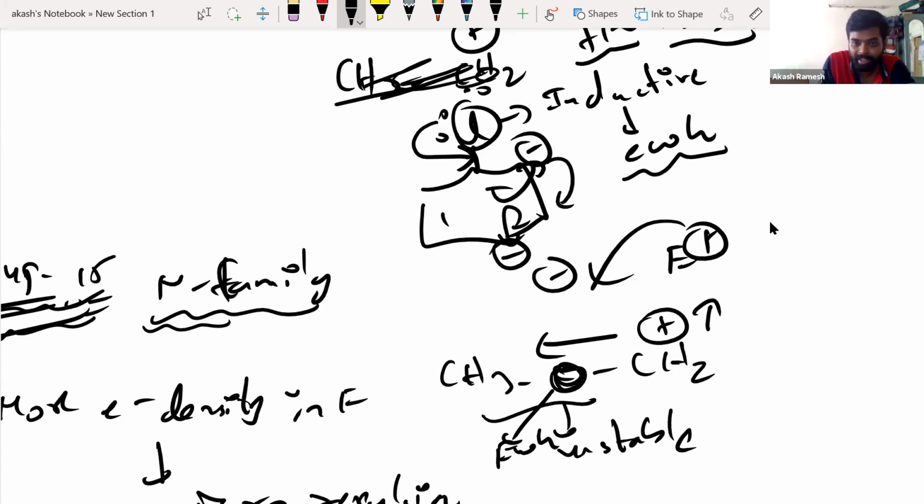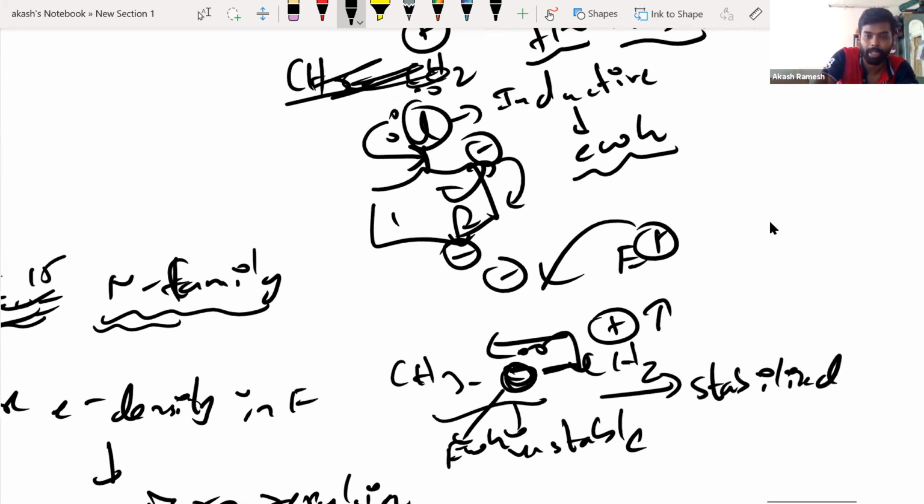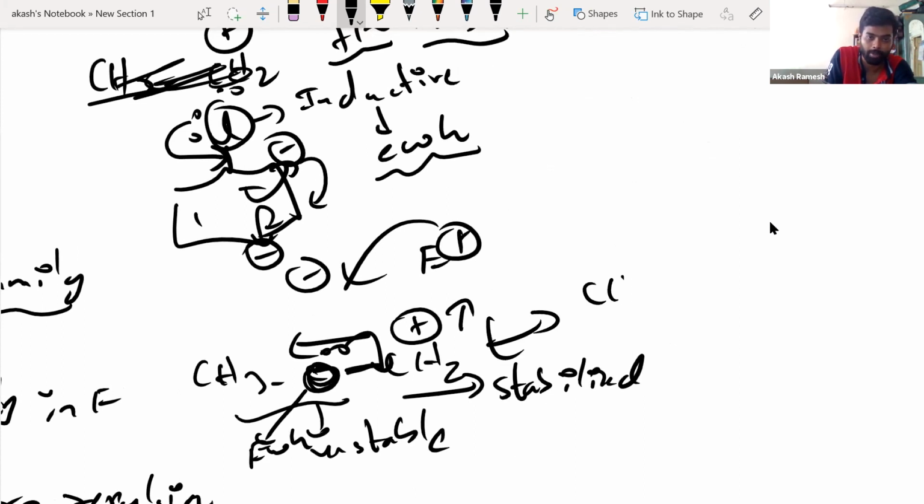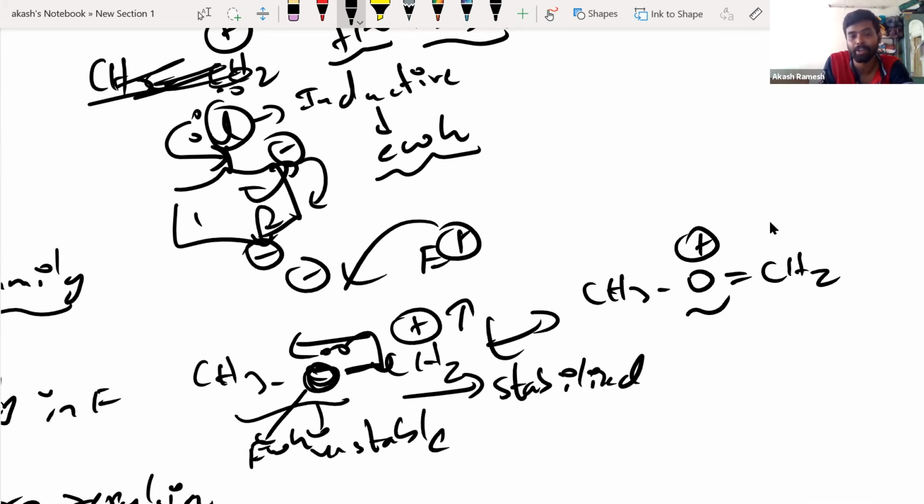But what I see in reality is that this actually is stabilized. How is it stabilized? It is very simple. I have a lone pair on oxygen that will get donated here. So I'll be able to write a resonance structure like this: CH3-O double bond CH2, and oxygen is going to have a positive charge. Remember that inductive effect, resonance effect, all these are theoretical concepts. But whether that particular molecule is stabilized or not, I will be able to check experimentally. I'll be able to have proof that this molecule is stable.